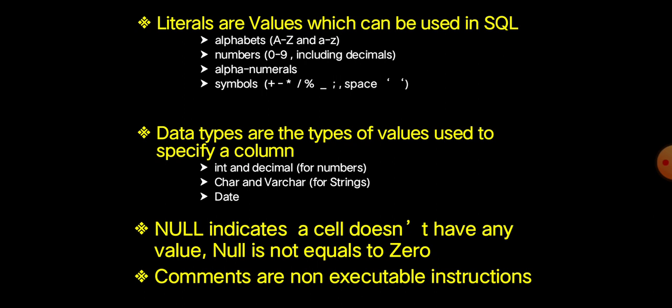The third element is null, which indicates a cell doesn't have any value. That means nothing in a cell. My dear children, please remember null is not equal to 0. 0 has its own value.